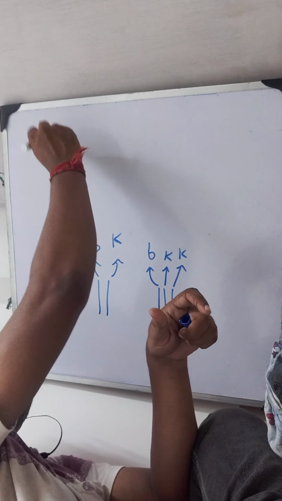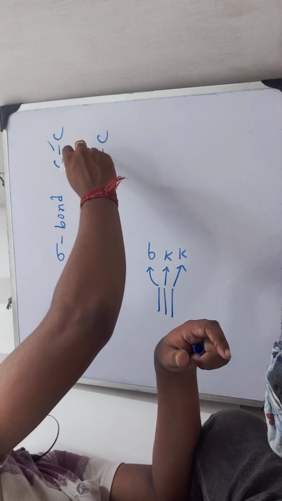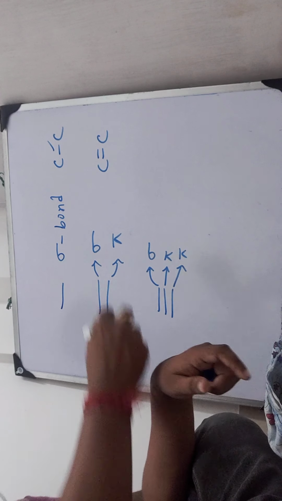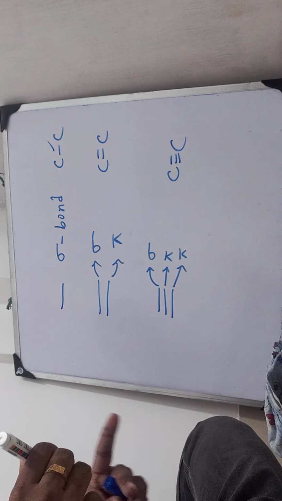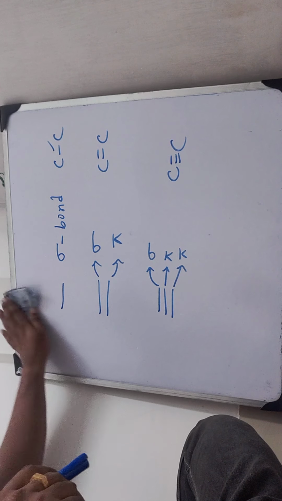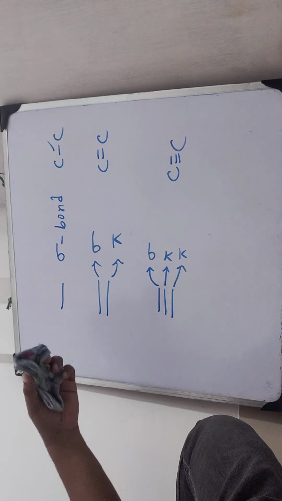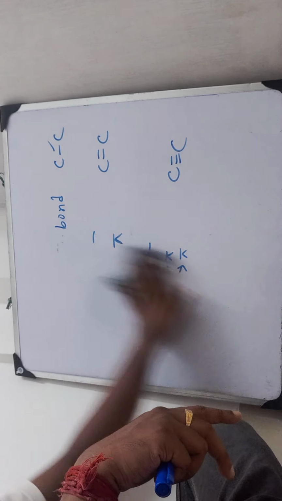Suppose there is a carbon-carbon single bond, then it is a sigma bond. Suppose there is a carbon-carbon double bond, then one of the bonds is sigma and the other one is pi. And if there is a carbon-carbon triple bond, then one of them will be a sigma bond, and the remaining two bonds will be pi. So only one sigma bond can be made in between two atoms. Is that clear to everyone? I hope yes. So this is how we represent the organic compound: single bond, double bond, triple bond. Okay, so we will skip to the next topic.